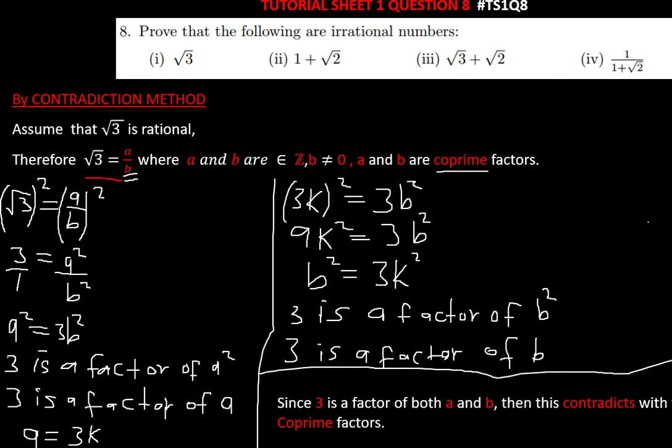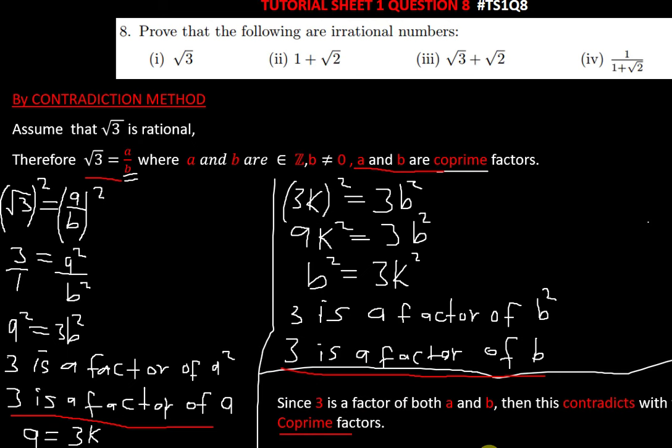Since 3 is a factor of both a and b, this contradicts the fact that a and b are co-prime factors. Since we have discovered that 3 is a factor of a and 3 is also a factor of b, this contradicts our statement here, which says a and b are co-prime factors. So this is how you conclude your question. This is how you write your final answer. After showing all these steps, you conclude in this way.